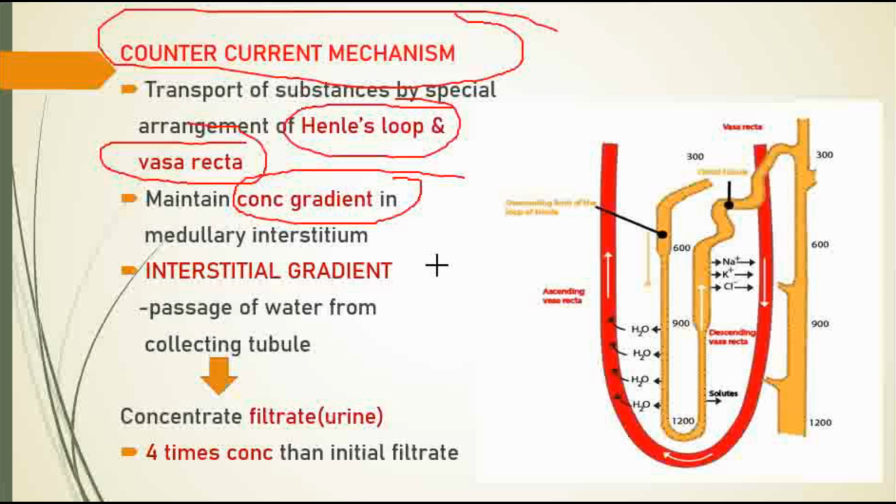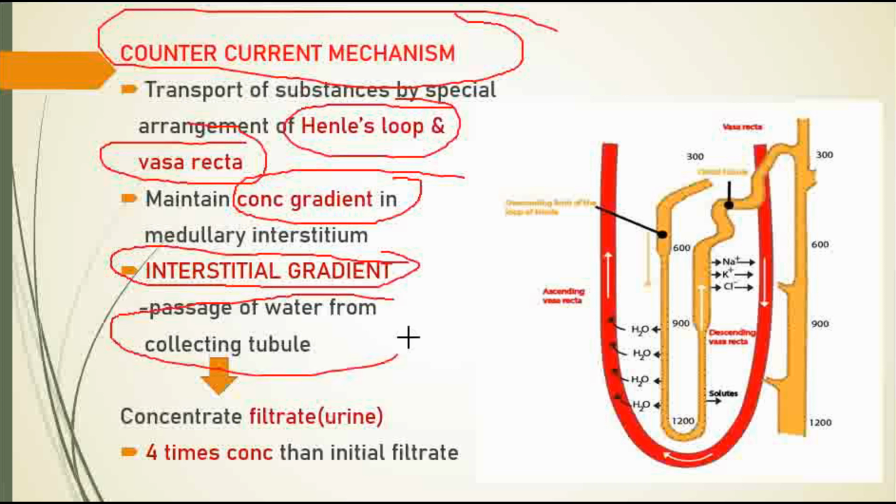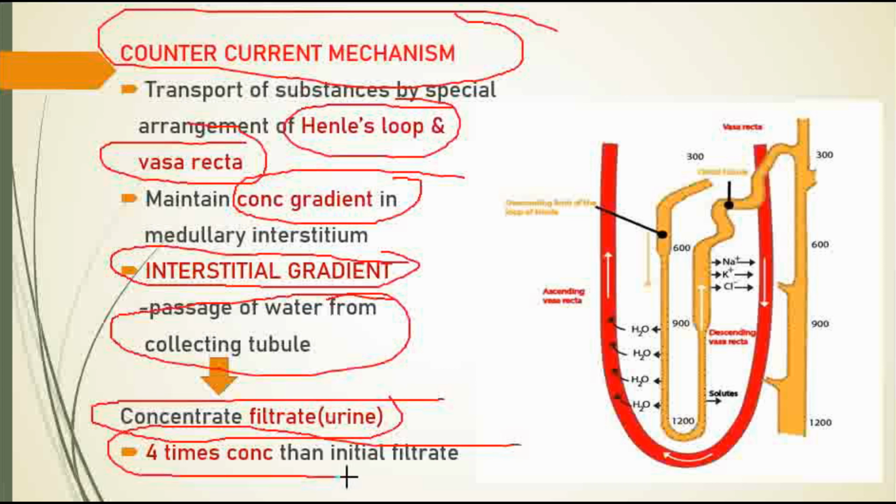So the interstitial gradient, what it எதுக்கு ஹெல்ப் பண்ணுது அப்படின்னா, it helps in the passage of water from the collecting tubule. So collecting tubule இருந்து வாட்டர் பாஸ் ஆகிறதுக்கு it helps, அதனால் வந்து அந்த யூரின் கான்சன்ட்ரேட்டடாக நமக்கு கிடைக்கிது. ஸோ எவ்வளோ கான்சன்ட்ரேட்னா 4 times concentrated than the initial filtrate. ஸோ ஃபஸ்ட்டு இருக்க ஃபில்ட்ரேட்டை விட 4 மடங்கு கான்சன்ட்ரேட்டடான ஃபில்ட்ரேட் நமக்கு கிடைக்கிது.